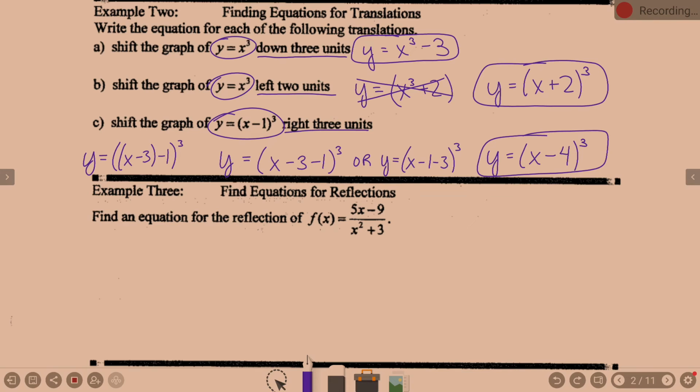Focus. Example 3. Working with reflections here. Find an equation for the reflection of f of x equals 5x minus 9 over x squared plus 3. Now, it doesn't specify what reflection, does it? So we're going to do all 3. Let's start by looking at what the reflection across the x-axis looks like. So start by looking at across the x-axis.